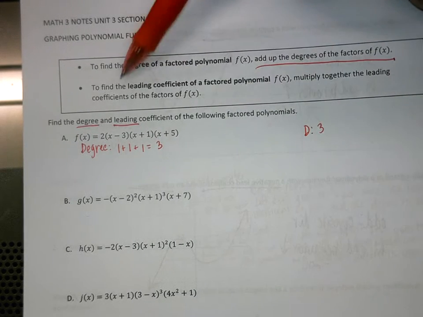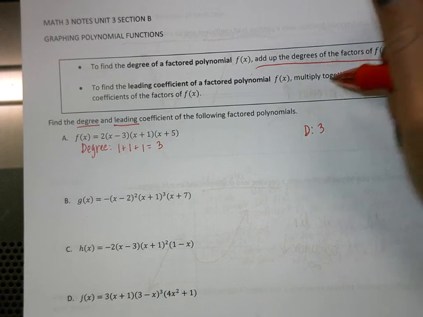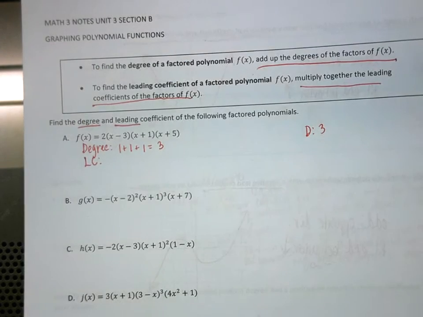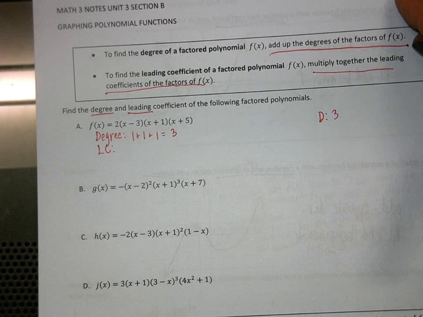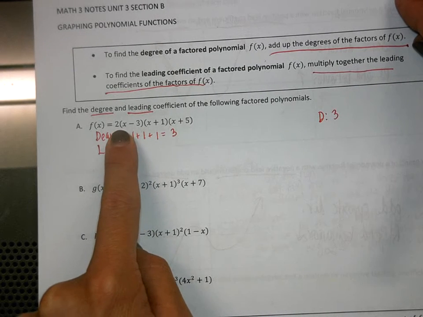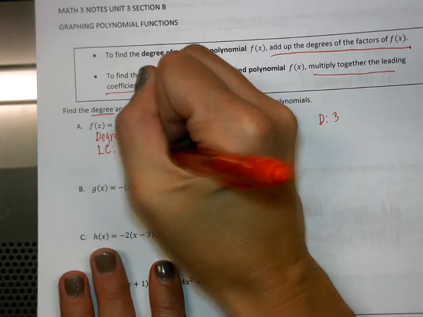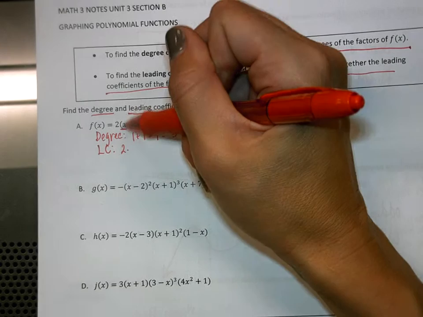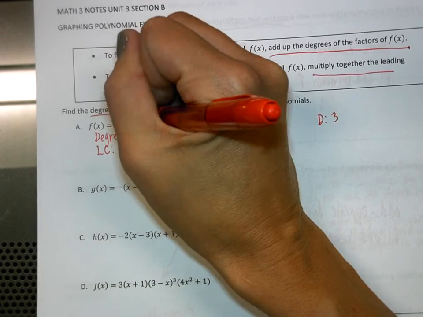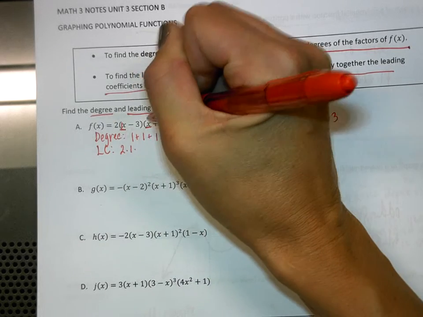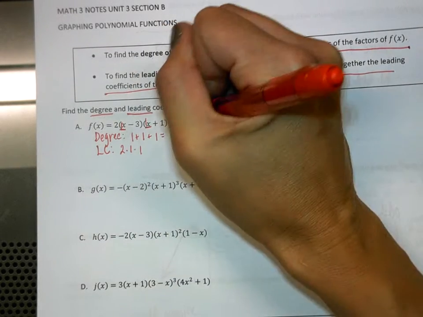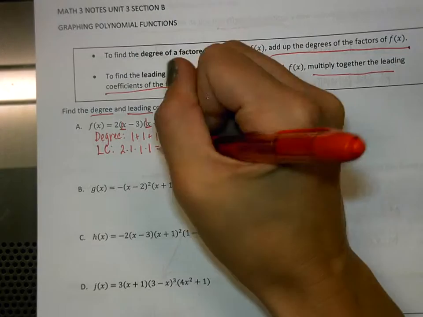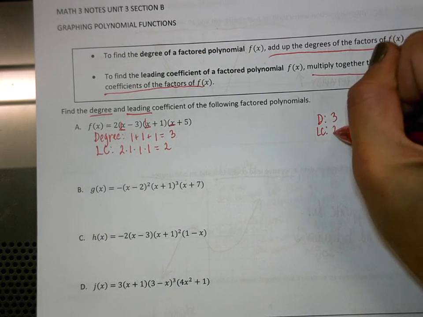To find the leading coefficient of a factored polynomial, we just multiply together the leading coefficients of the factors. I'm going to put LC for leading coefficient. This 2 is part of the leading coefficient, okay? We're going to multiply 2 times the number with your x's in front of each of your factored forms. If a number is not there, that number is actually a 1. So we're going to go 2 times 1, and this one we're also going to multiply by a 1, and here we're also going to multiply by a 1. When we multiply all that together, we get a 2. So my leading coefficient is 2.